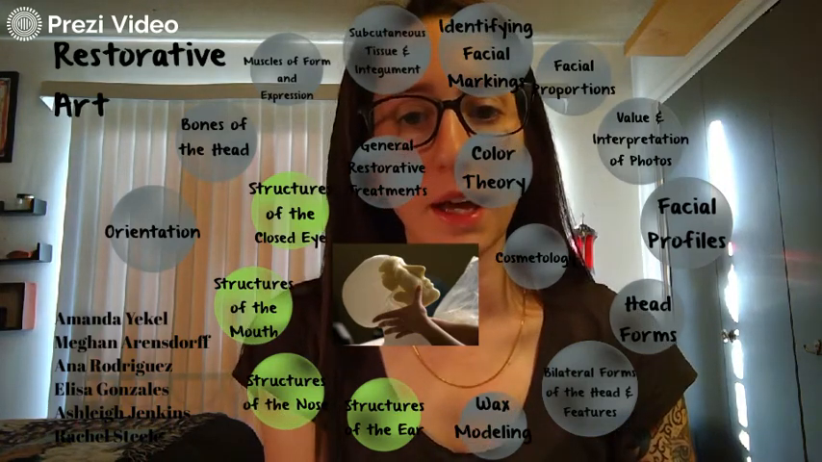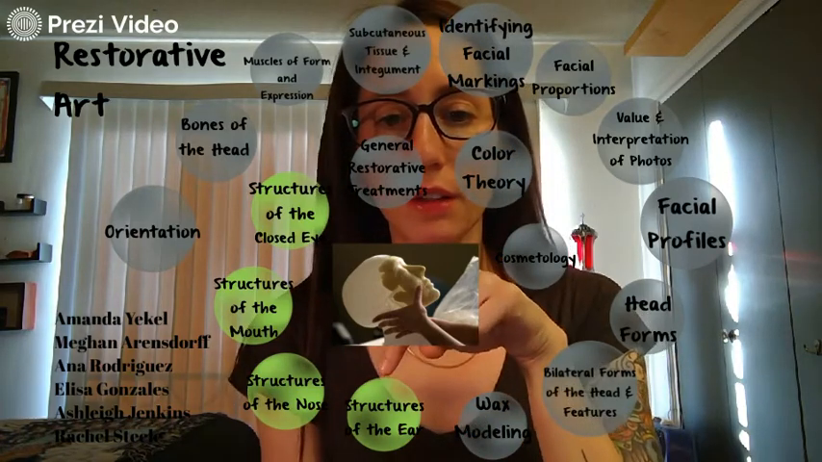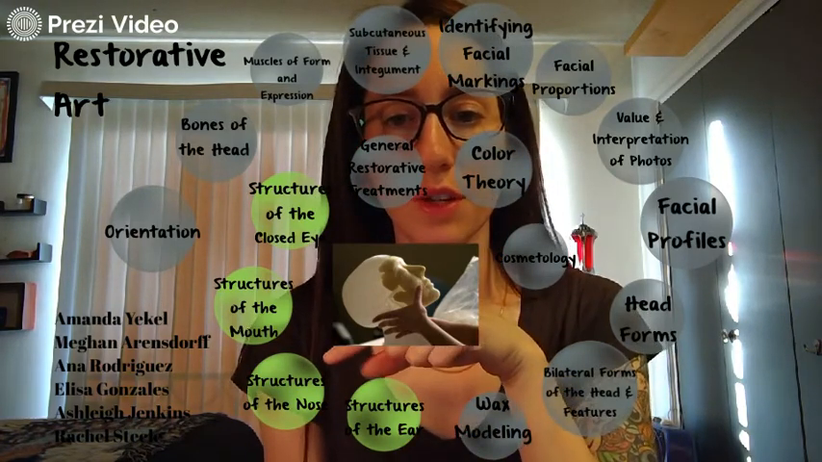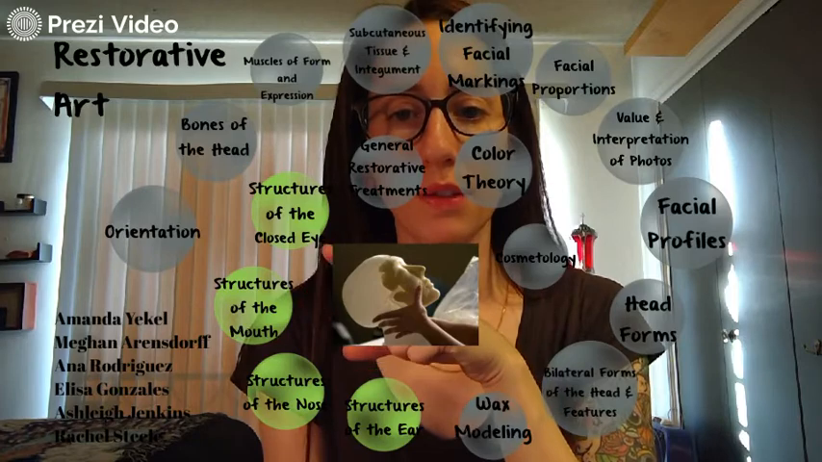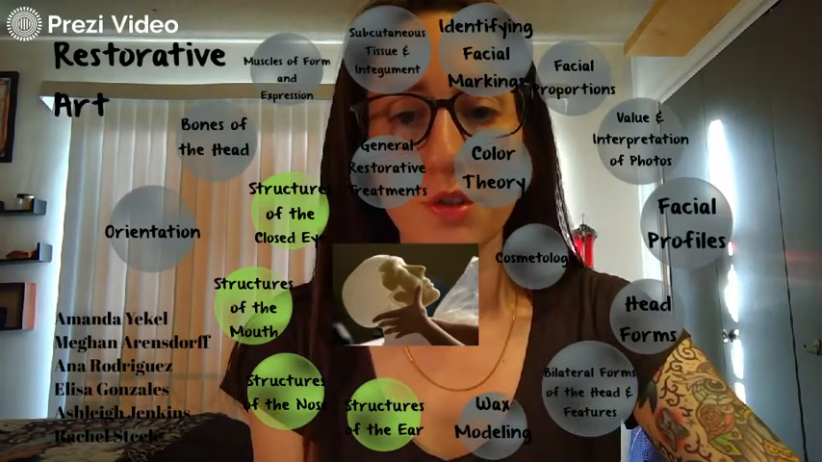Hello, my name is Amanda, and my sections are the bubbles in green, located right here: structures of the ear, structures of the nose, structures of the mouth, and structures of the closed eye. The first one I'm going to go over is structures of the ear.